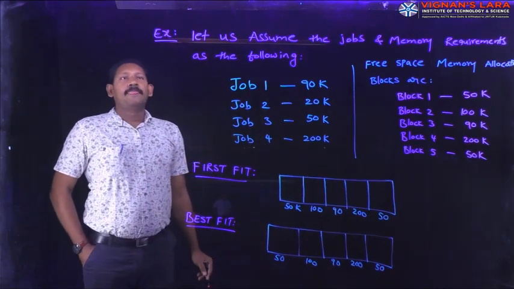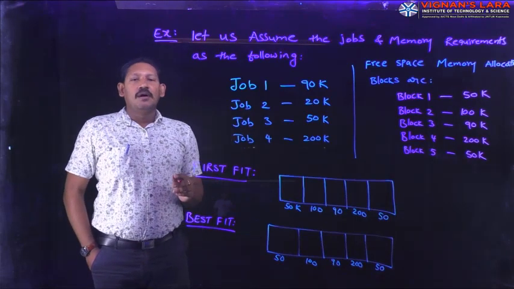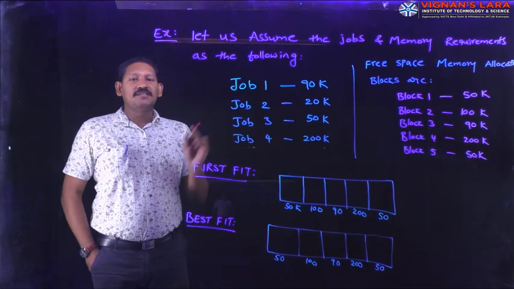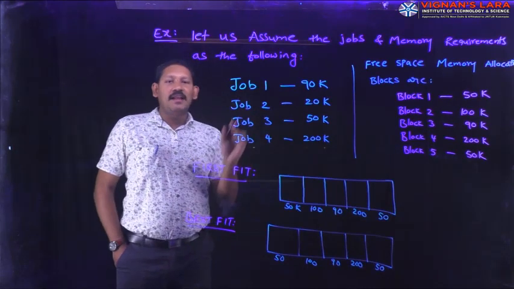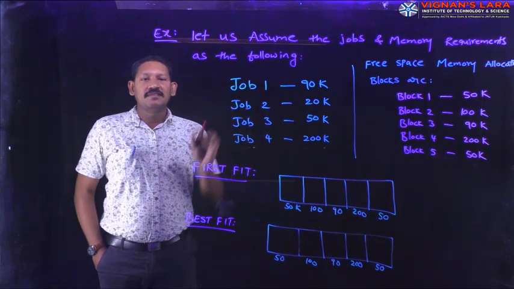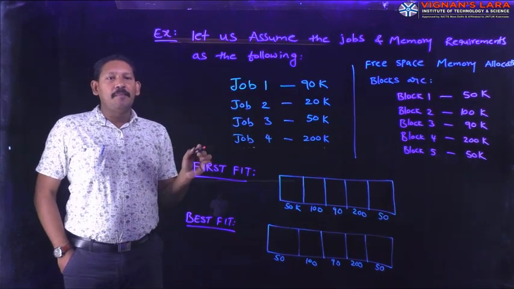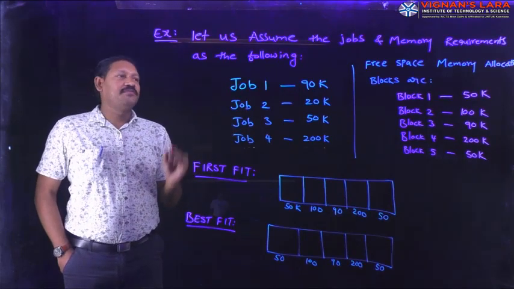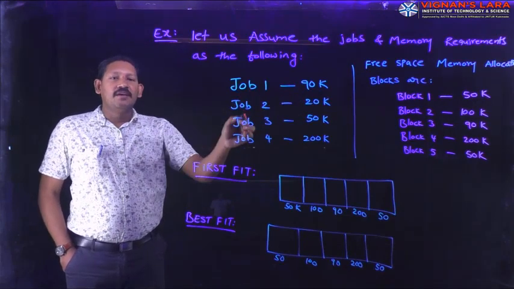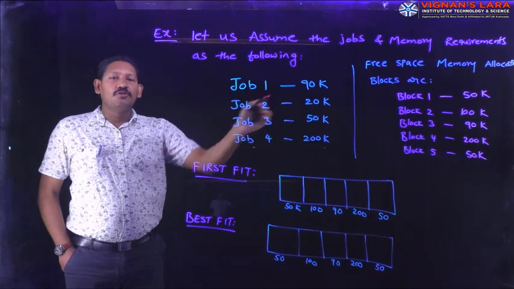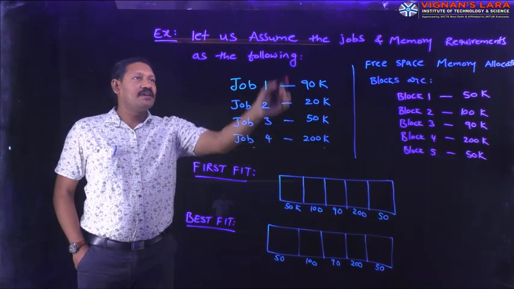Yeah, good morning. So today in this session we'll discuss first fit, best fit and worst fit. Let us consider an example. In this example, the list of jobs and the list of memory requirements is specified. Job 1 requirement is 90k, job 2 20k, job 3 50k, job 4 200k. So these are the list of jobs and the memory requirements given.